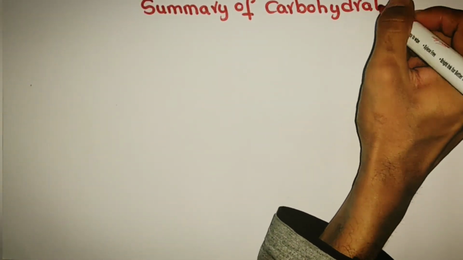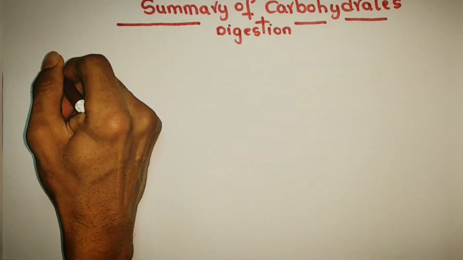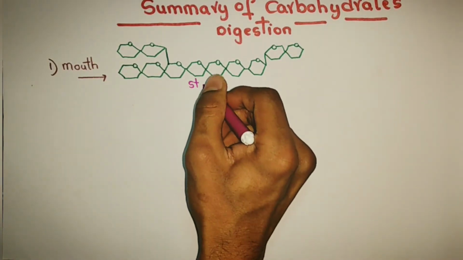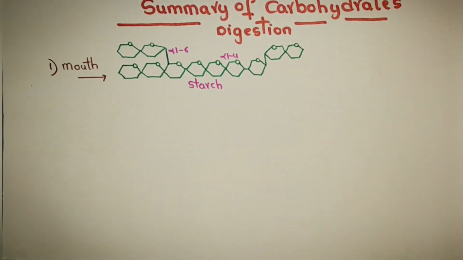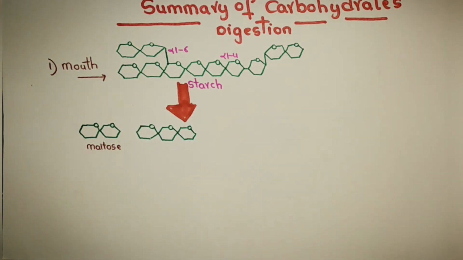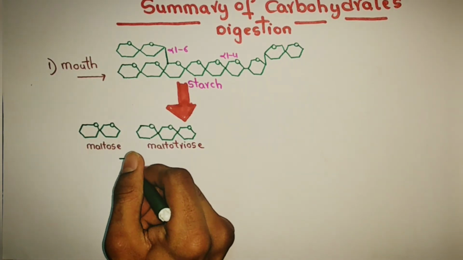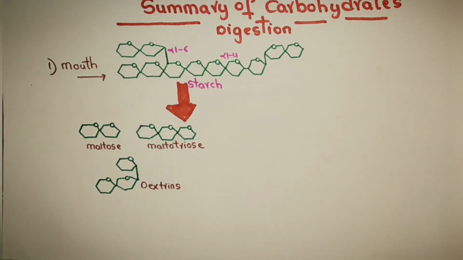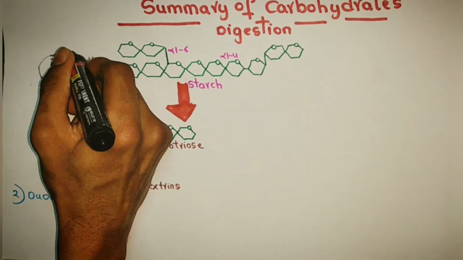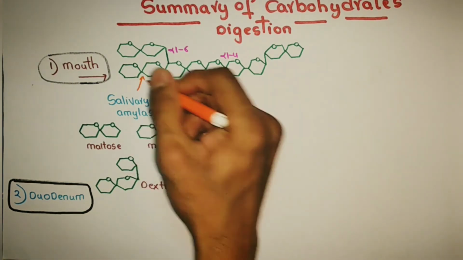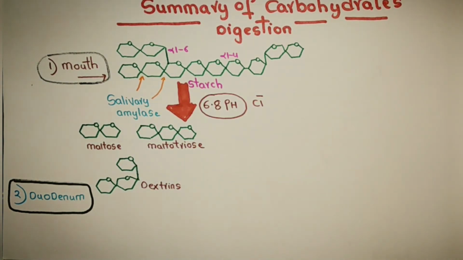Let's look at the summary of the entire carbohydrate digestion that happened up to now. In the mouth, as we have seen, the complex polysaccharide like starch or glycogen, which contain the alpha 1,6 and 1,4 bonds, are broken down into the simple forms like disaccharide maltose, the maltotriose, and some of the limit dextrins by the action of the salivary amylase. We have seen that the salivary amylase, which breaks the starch into these forms, works at 6.8 pH in the presence of chloride ions.